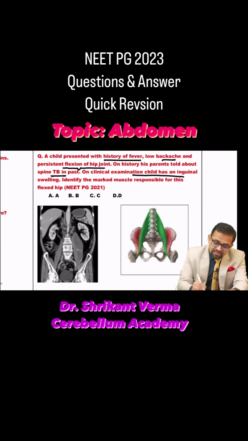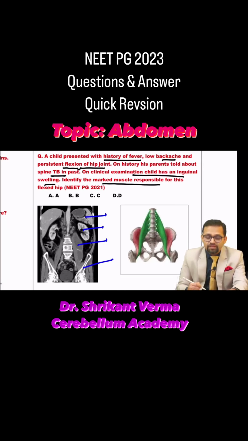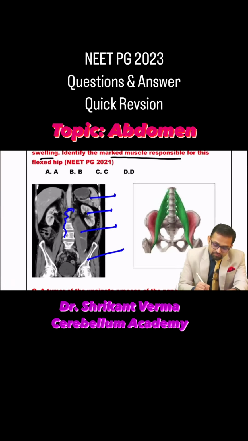Examination: the child has an inguinal swelling. Identify the marked muscle responsible for it. So there was an arrow over A, B, C, D. Now look here. If there is Pott's spine, in that situation, the pus will come in front of the psoas major muscle and reach the inguinal region and it will cause involvement of the hip joint. Why? Because here is one big bursa located. Sir, this is the largest bursa of the body, that is the psoas bursa. So this is your answer.